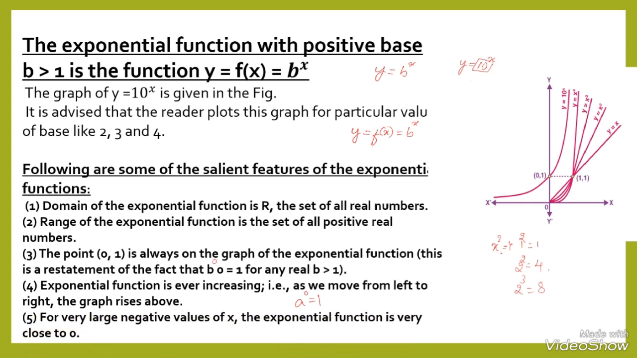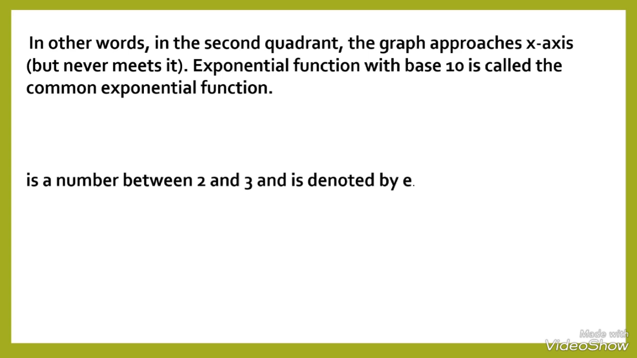Again, for very large negative values of x, the exponential function is very close to 0. As the negative values of x increase in magnitude, the exponential value is close to 0. These are some characteristics of the exponential function. In other words, in the second quadrant, the graph approaches the x-axis.